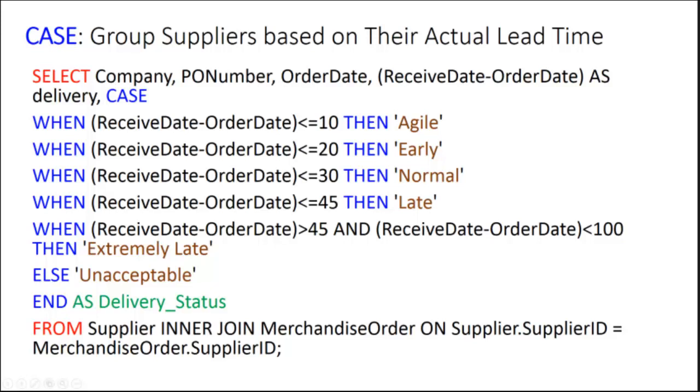We can even have logical statements. For example, here in the last one, we don't need to, but we can use this. The difference of receive and order date greater than 45 and the same difference less than 100. We can use AND or OR to combine statements in the case function. We can use optional ELSE and then END AS delivery status. That's the name we assign to the case field.